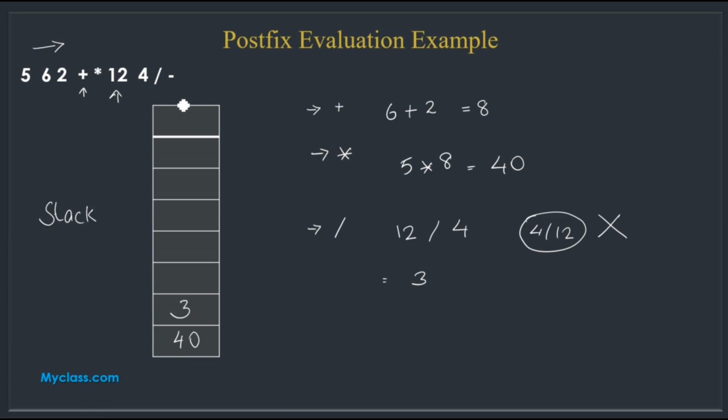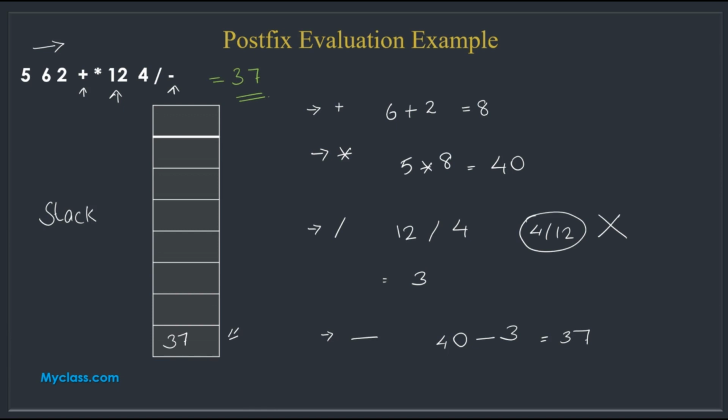So 3 is here. Now we want to scan the last character, that is a subtraction. So now it is subtraction. We want to pop 3 and we want to pop 40 also, and we want to do this operation, 40 minus 3, that is 37. Insert that 37 into our operand stack. We want to push 37 into our stack. Okay. So after scanning all the characters, we look back to our stack. Stack contains only one value, that is the value of this postfix expression. So our result is 37. This is the example for postfix evaluation.